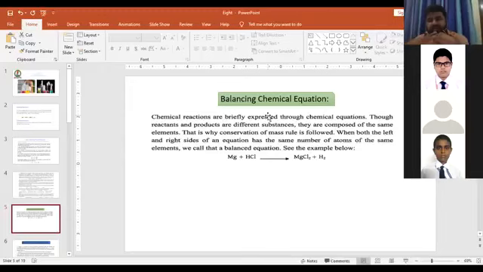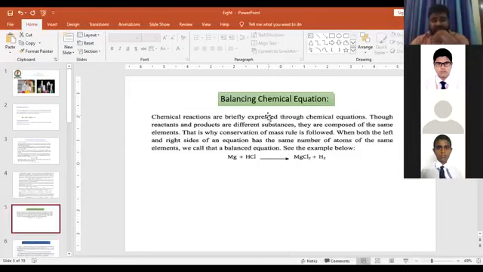Okay, in a chemical reaction, the reactants are different substances, but the products are also different. But the atoms of the different elements remain the same. C plus O2 is equal to CO2. Okay, carbon reacts with oxygen to produce carbon dioxide.